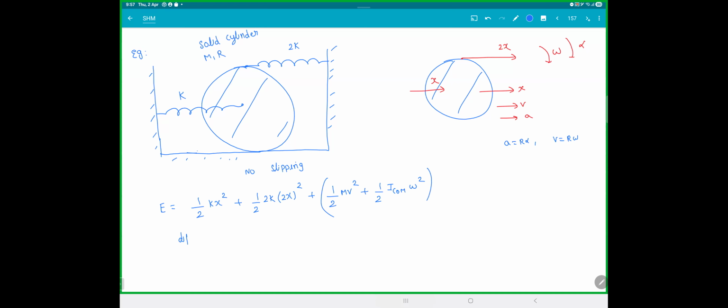So if you differentiate this, we can simplify this further. How much is this guy? That would be 9 by 2 kx square. This would be half mv square. Solid cylinder is mr square by 2. So this will be 3 by 4 mv square. I com is mr square by 2. That is, r omega is v. So that's 1 by 4. And this now, differentiate.